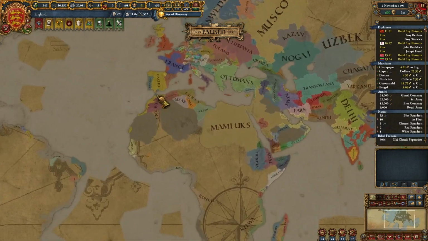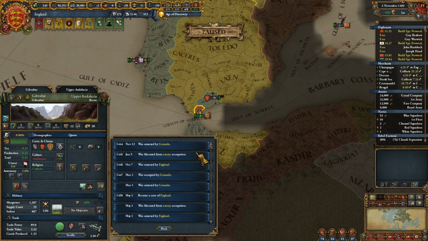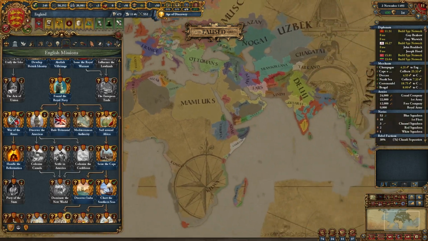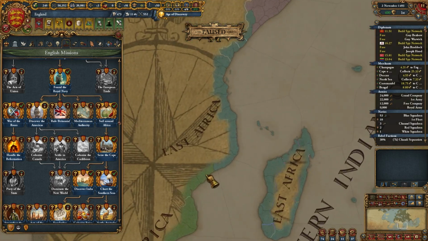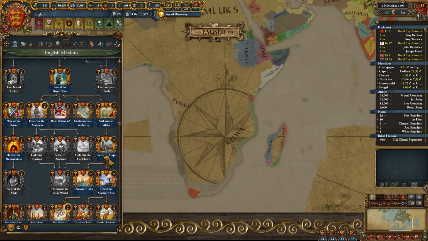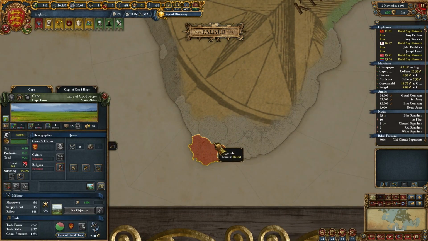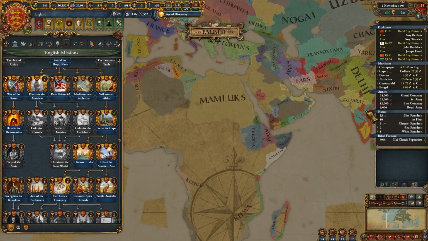1493 already. As you can see, I have the province of Gibraltar, which is the reason for that is because I annexed Granada, released them as a vassal, and then annexed them diplomatically again so that I can inherit their map knowledge over India and East Africa. And if you want to know more about how this mechanic actually works, you should watch my video that I've done 2 weeks ago about that topic.